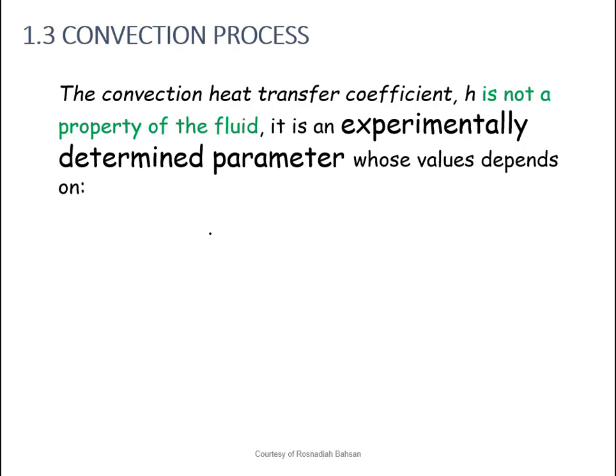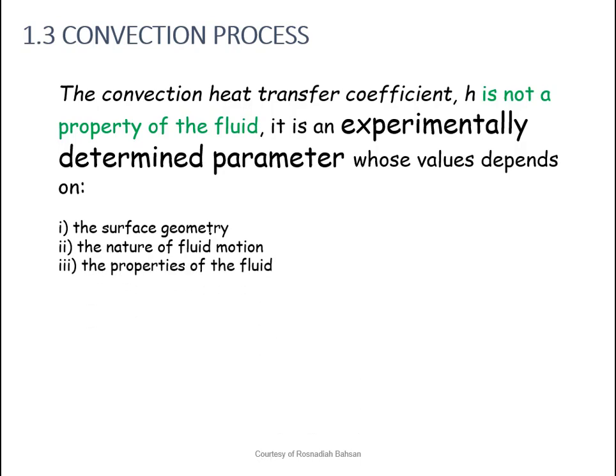h is not a property of the fluid. It is an experimentally determined parameter whose value depends on surface geometry, the nature of fluid motion, and how fast the fluid is moving. The surface geometry is related to the friction of that particular surface. Then the properties of the fluid, such as the Reynolds number and the viscosity, and then the bulk fluid velocity.